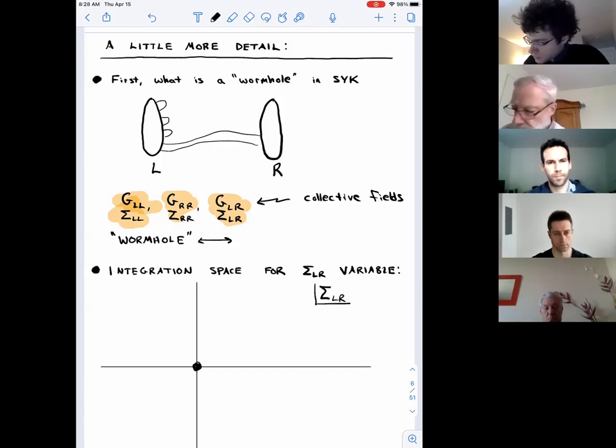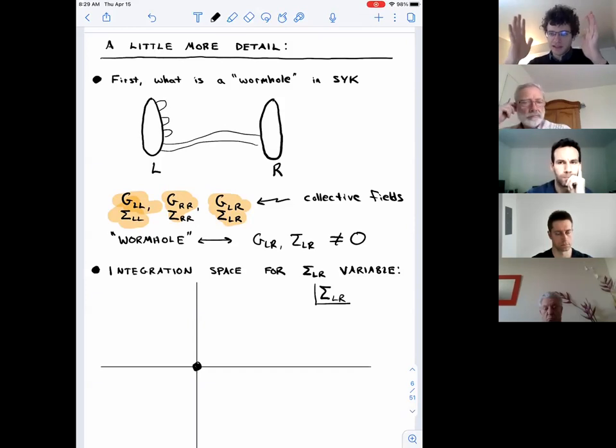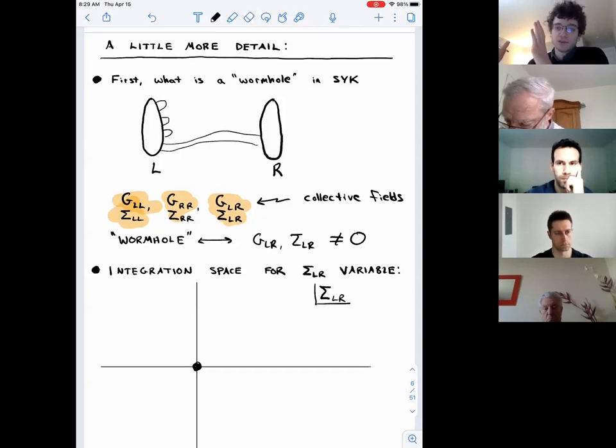And a wormhole is just a configuration where G left right and its friend sigma left right, these two fields, are not equal to 0. So it's a configuration where you have non-trivial correlation in these collective fields between the left and the right. That's kind of what a wormhole does in gravity. It means that those boundaries are connected by a geometry, so there's correlation between them. You can have geodesics running between them. And in SYK, that just means that we have a collective field configuration where the collective field that represents correlation between the two boundaries is non-zero. Okay, so that's the definition of a wormhole in SYK.